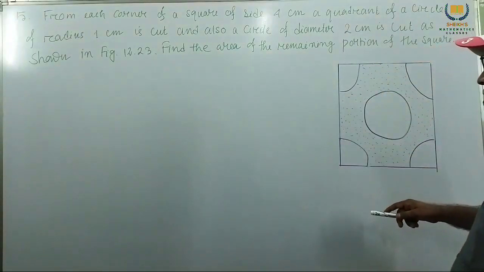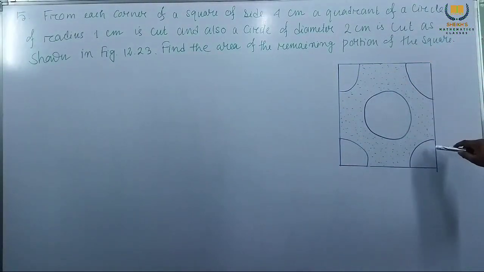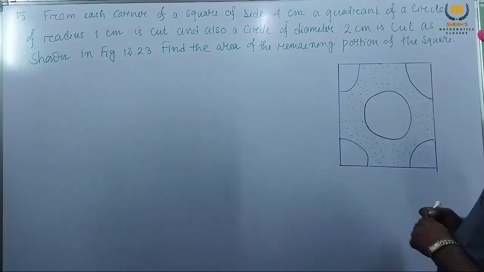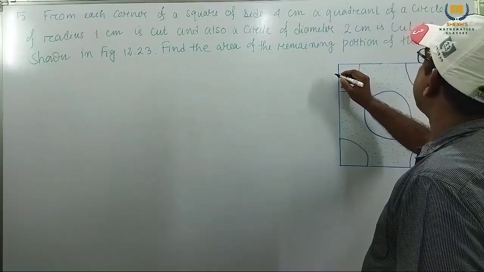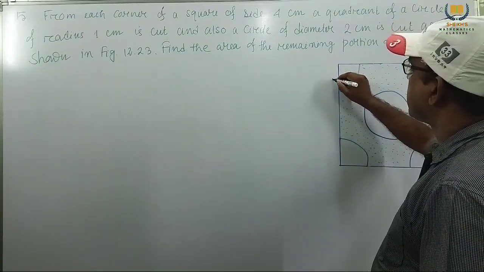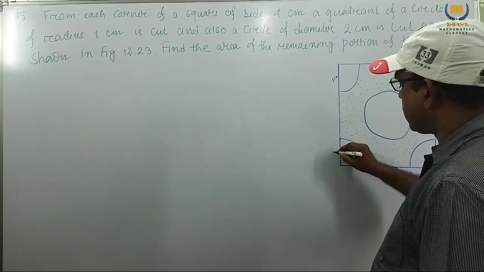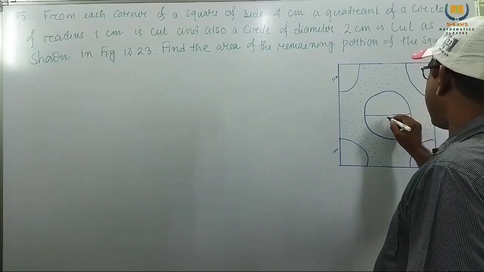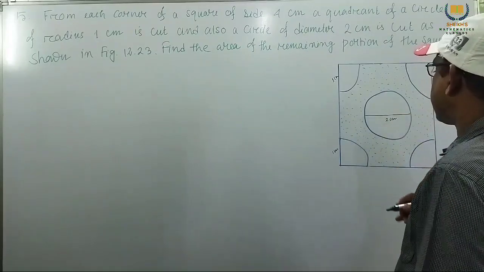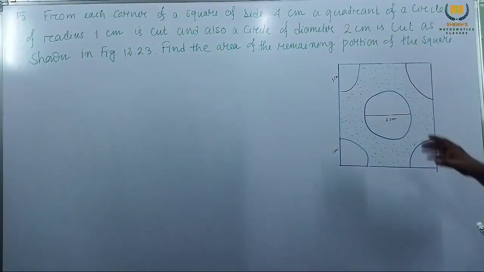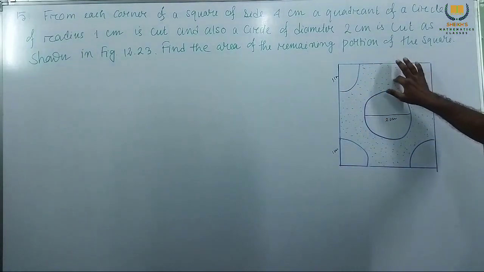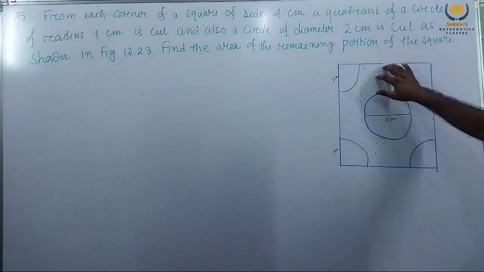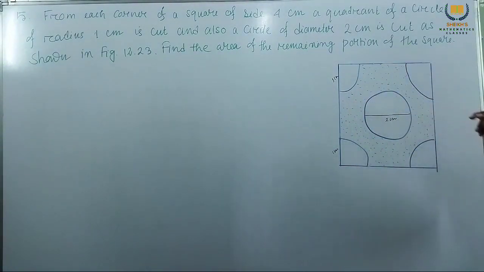So this is a square, and from each corner we are cutting a quadrant, and this is also a circle whose diameter is given. The quadrant radius is given as 1 centimeter, and this circle's diameter is given as 2 centimeter. Now we want to find the area of the shaded portion, the remaining portion. This part is cut, and this one is also cut. Now what is the area of the remaining portion?